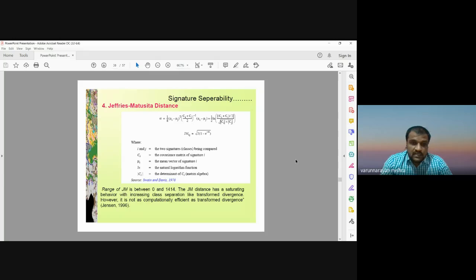Jeffreys-Matsushita distance is another method for performing signature separability, and the range for JM distance varies between 0 and 1414. So this distance has a saturating behavior with increasing class separation, like transformed divergence. However, it is not as computationally efficient as transformed divergence, because it can be saturated with an increasing number of bands. So it is better to adopt the transformed divergence method for the separability analysis of the signatures.